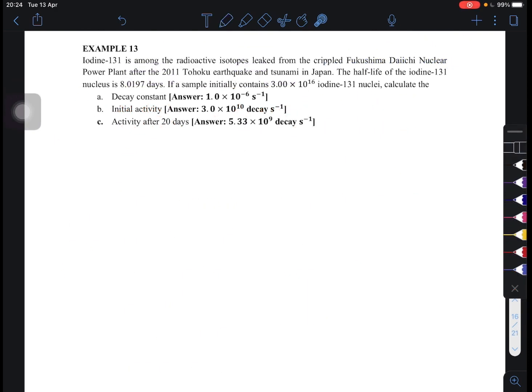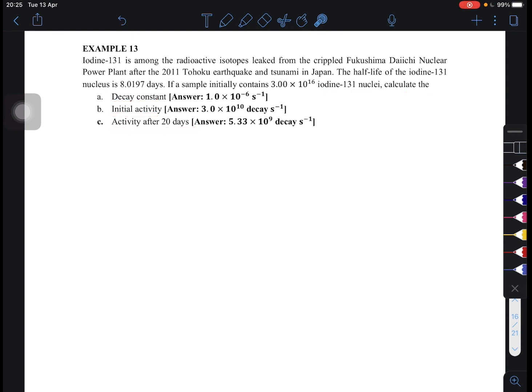Okay, let's take a look at example 13. Iodine 131 is among the radioactive isotopes leaked from the crippled Fukushima Daiichi nuclear power plant after the 2011 Tohoku earthquake and tsunami in Japan. The half-life of the iodine 131 nucleus is 0.0197 days. If a sample initially contains 3 exponent 6 iodine nuclei, calculate the decay constant, initial activity and activity after 20 days.